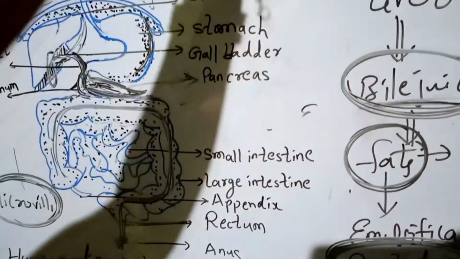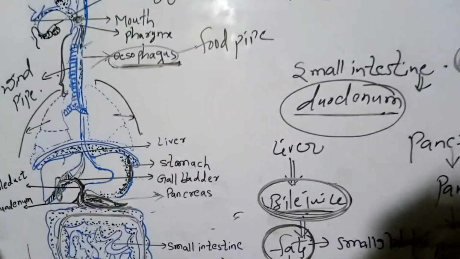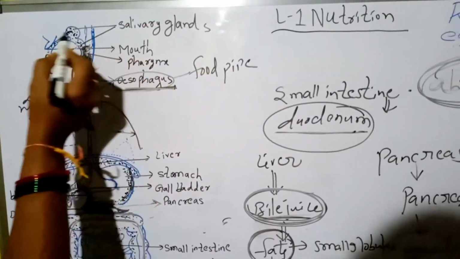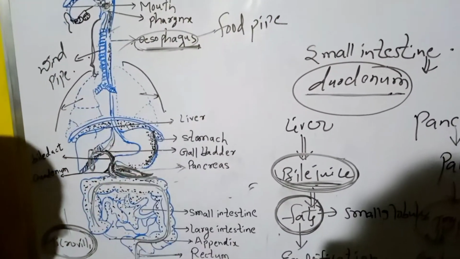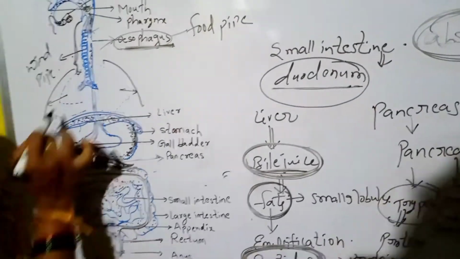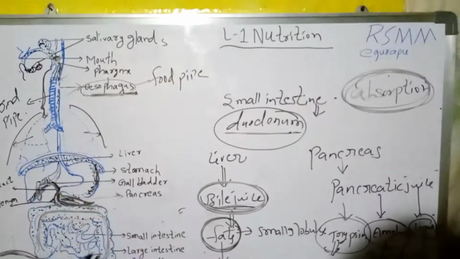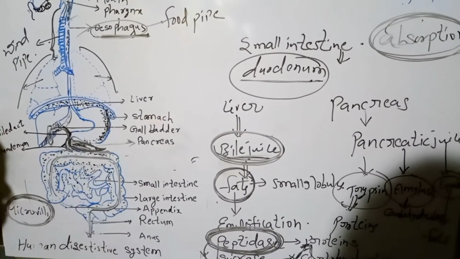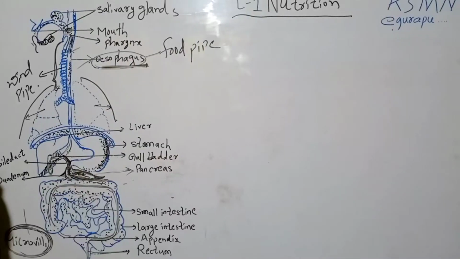And this is the digestive system in human beings. The digestive system starts with the mouth and ends with the anus. We take food through the mouth, and after digestion and absorption, the remaining waste material passes through the anus. Okay?